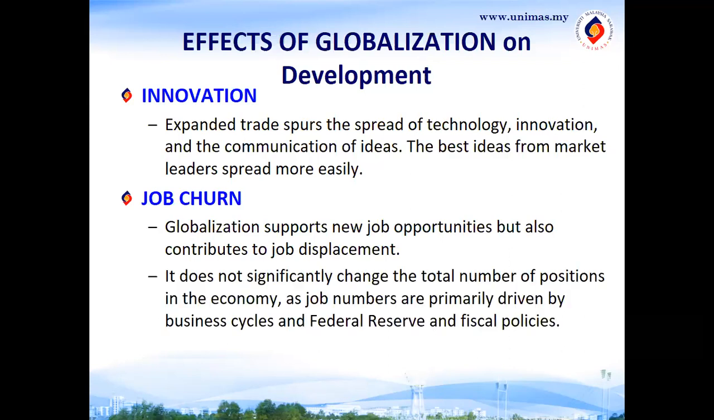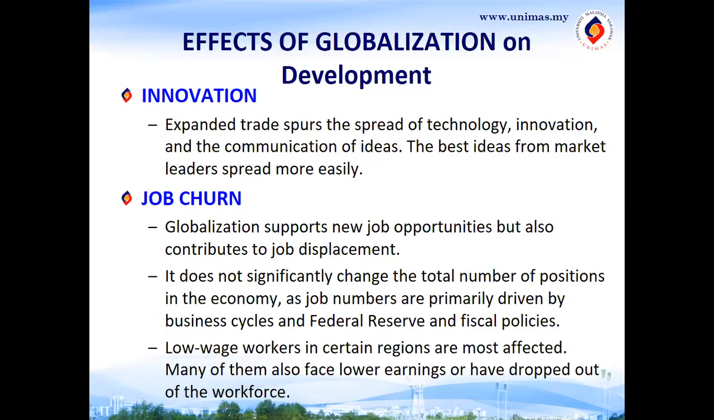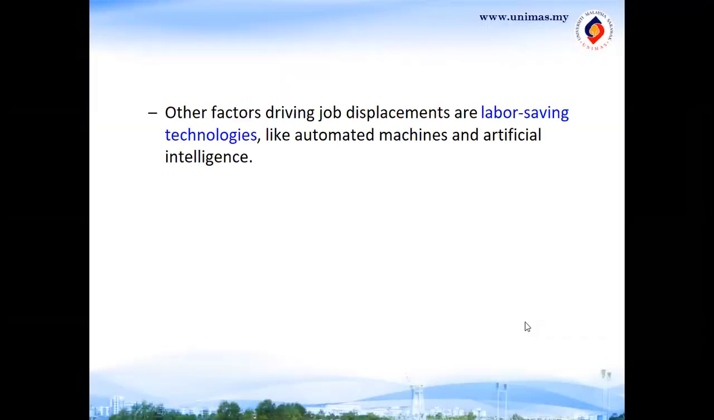So it does not significantly change the total number of positions. The numbers are primarily driven by business cycles and also fiscal policies. But those who are affected most are the low-wage workers or the general workers in certain regions. Many of them face lower earnings or have dropped out of the workforce as a result of technological development as well.